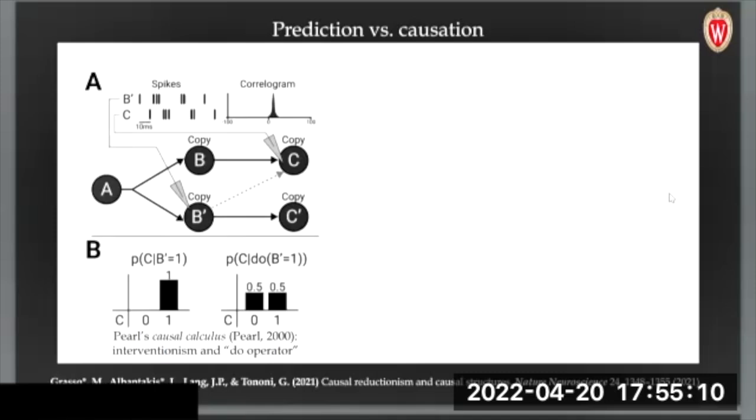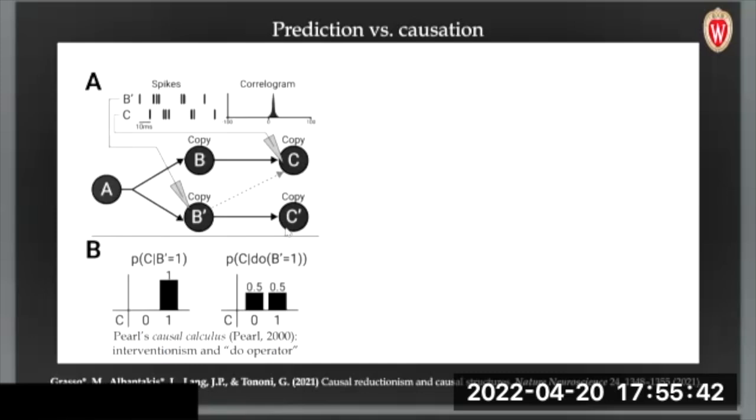The second criticism, and probably a reason why causal reductionism ends up believing that only first order mechanisms exist, is that there is a conflation of prediction and causation. So imagining this other simple case, we have this little system. It is trivially true and evident that we can, of course, predict the state of C based on the state of B prime if we were to record with two electrodes. But clearly, there is no causation going on. So prediction and causation can be dissociated. We know correlation is not causation.